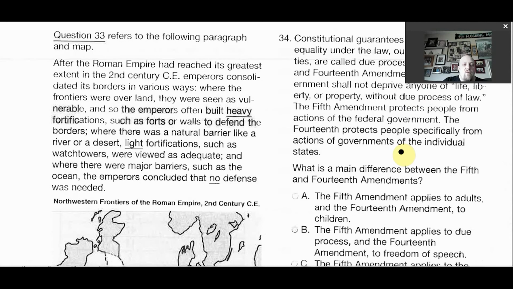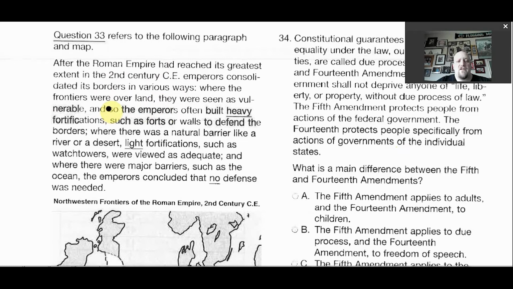So, after the Roman Empire had reached its greatest extent in the 2nd century CE, so CE stands for Common Era. You've also may have heard of it as AD, which is Anno Domini, or BCE, before Common Era, is also like BC, before Christ kind of thing. But this is what they use more typically now to get away from the religious implications. So it's CE is Common Era, meaning right now. So emperors consolidated its borders in various ways.